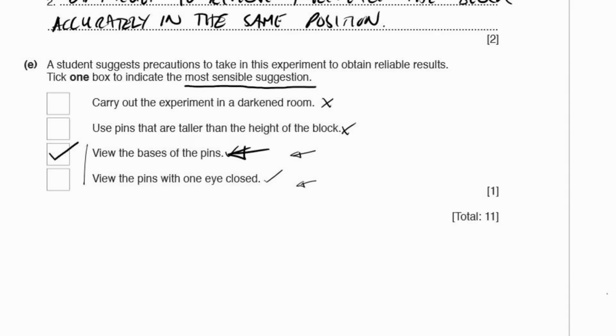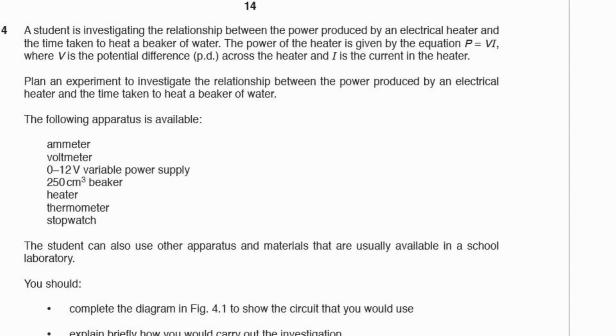Let's go on and look at the next question. Question 4. A student is investigating the relationship between the power produced by an electrical heater and the time taken to heat a beaker of water. The power of the heater is given by the equation P equals V times I, where V is the potential difference across the heater, and I is the current in the heater. Plan an experiment to investigate the relationship between the power produced by an electrical heater and the time taken to heat a beaker of water. And the following apparatus is available: ammeter, voltmeter, 0 to 12 volt power supply, beaker, heater, thermometer, stopwatch.